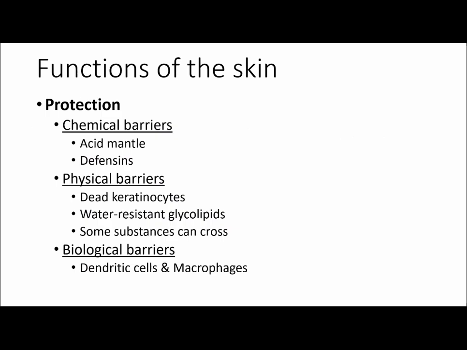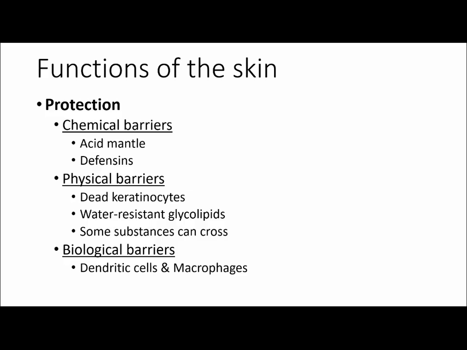So we've talked about all of the different layers of skin. We've talked about the different components and structures that make up our skin. But what exactly is the purpose of the skin that we have? So the main function of skin is going to be protection. And that comes in three forms. It acts as a chemical barrier, a physical barrier, and a biological barrier.